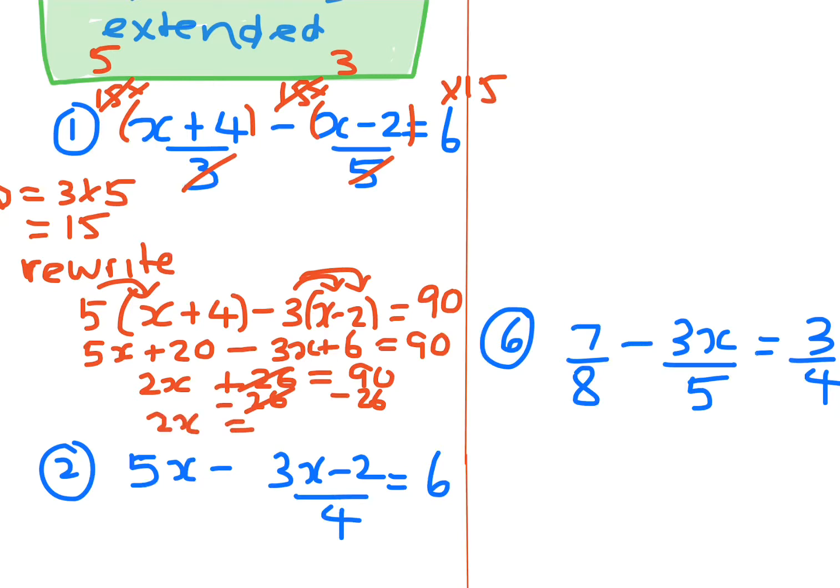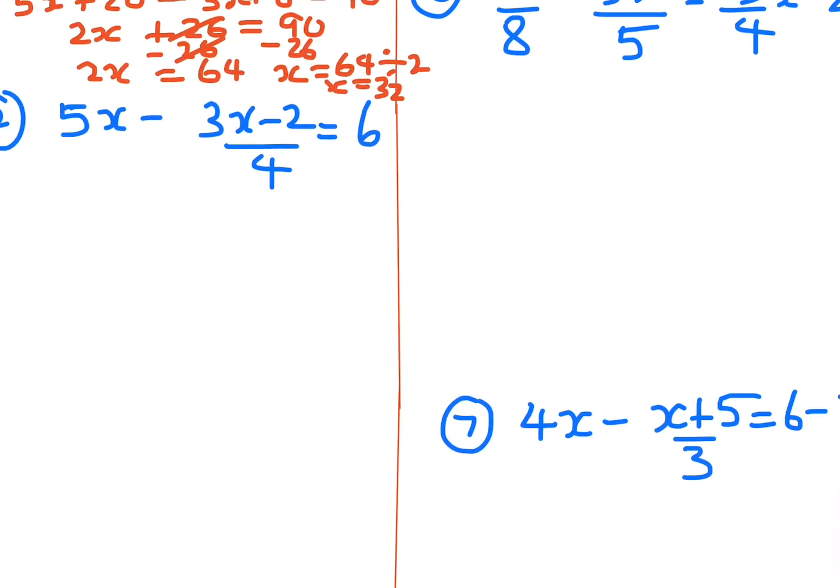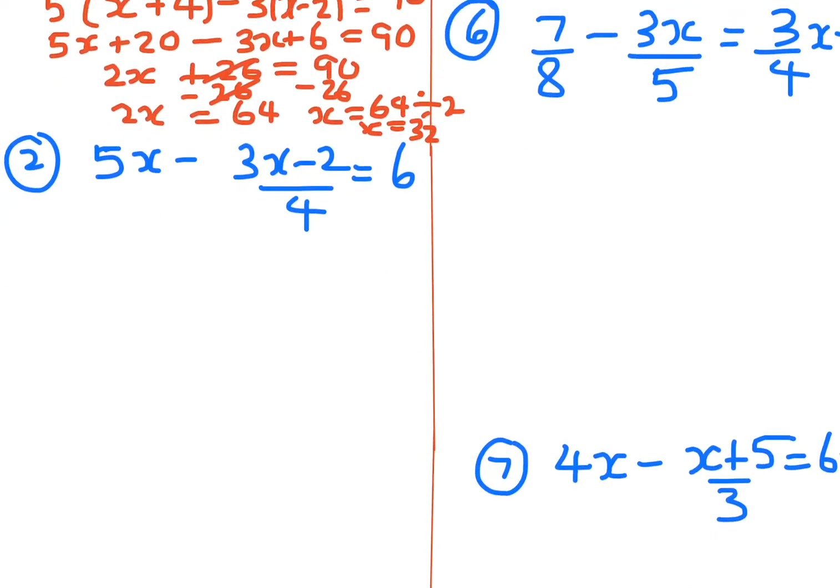90 minus 20 is 70. 70 minus 6 would be 64. And then just divide by 2. 64 divided by 2, which will be 32. Okay, so you can apply the same principle to the next one.